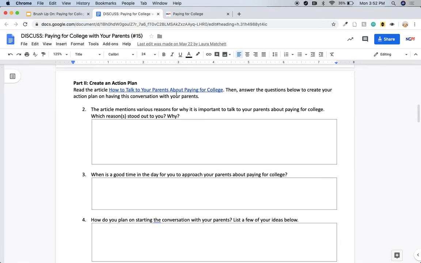Part two is create an action plan. They read an article about how to talk to your parents about paying for college, which nicely outlines the steps that students can take. It also gives them a bunch of things to take into consideration, like, hey, when is a good time of day to talk to your parents? Do you want to talk to them right after they walk through the door after a long day at work? Probably not. So things like that, which students may not consider, the article does a really great job of breaking down.